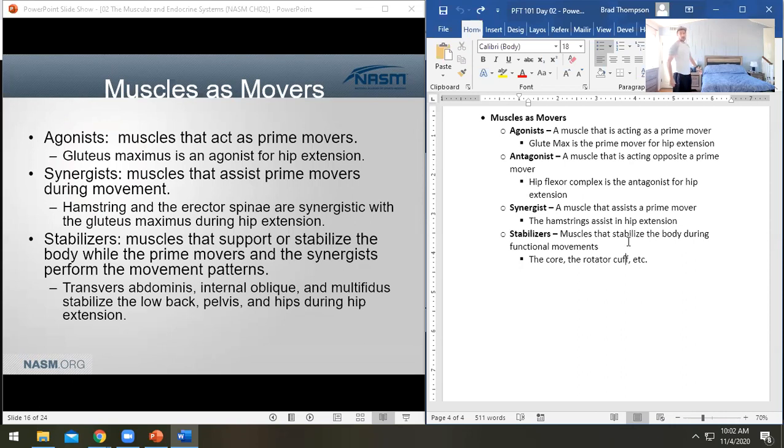Now, we don't usually actually refer to exercises when we're talking about these concepts. Usually we're talking about joint actions, right? So I've got like knee extension. We've got knee extension versus knee flexion, right? So during knee extension, my prime mover are my quadriceps. My antagonist is my hamstrings. And my synergists are things like my adductors and abductors.